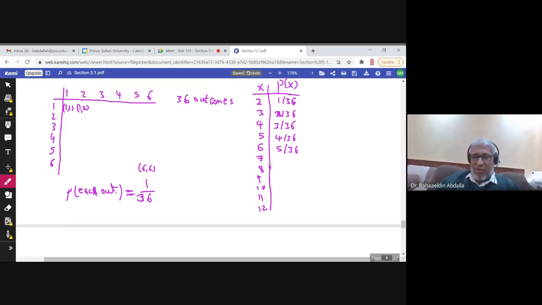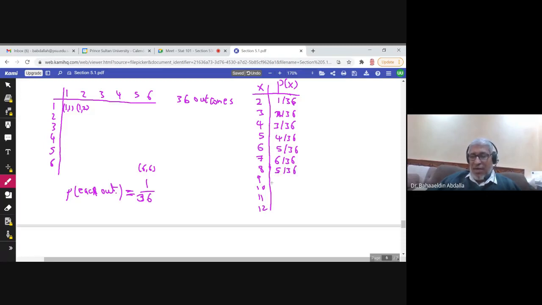For 7, you can see 1,6; 6,1; 2,5; 5,2; 3,4; 4,3. So you will have 6 possibilities to see the sum of 7. For 8, you can see 2,6; 6,2; 3,5; 5,3; and 4,4. Okay, there is no 1,7 because 7 is not there. So 5 possibilities.